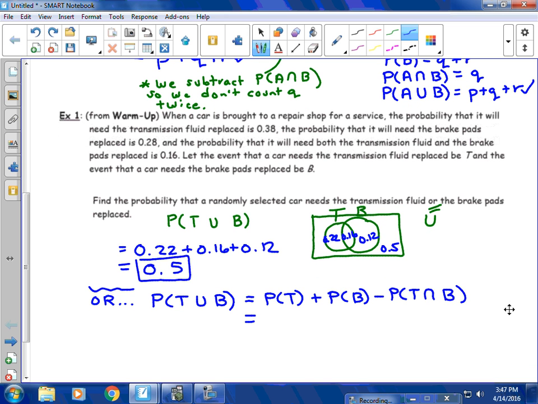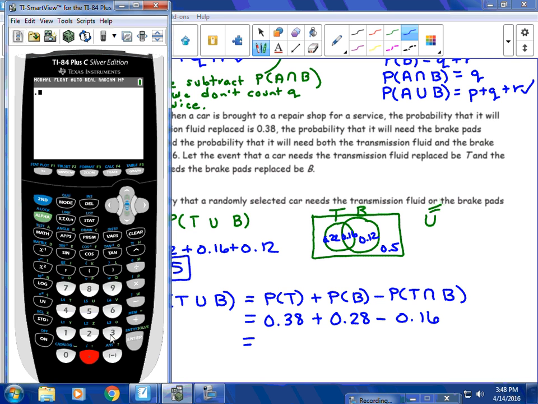So if I try not even to look at this Venn diagram for a second, we know the probability of T, transmission fluid, is 0.38. We know the probability of B, brake pads, is 0.28. We know the probability that it needs both is 0.16. If I do 0.38 plus 0.28 minus 0.16, look at what I get. 0.5.